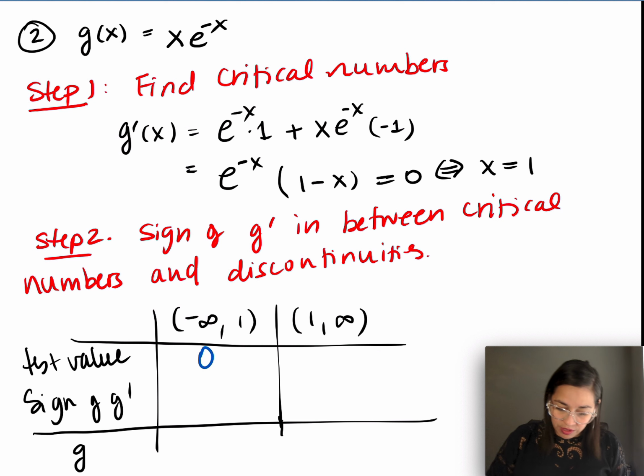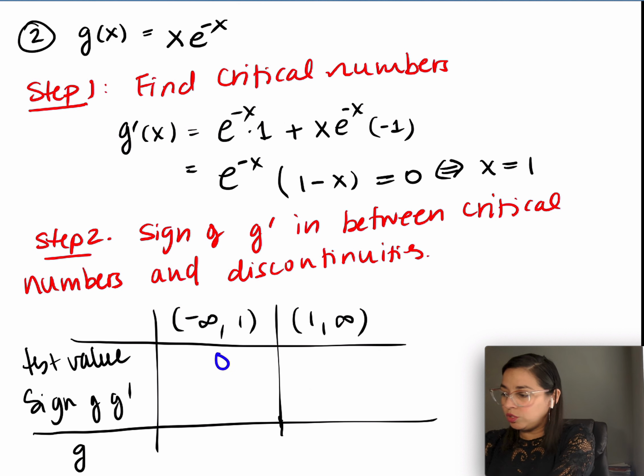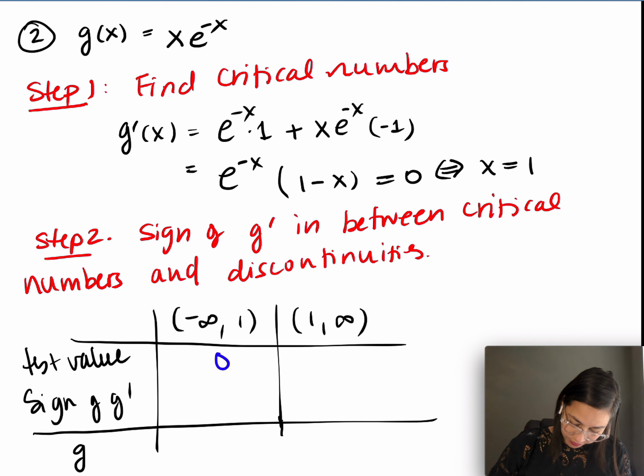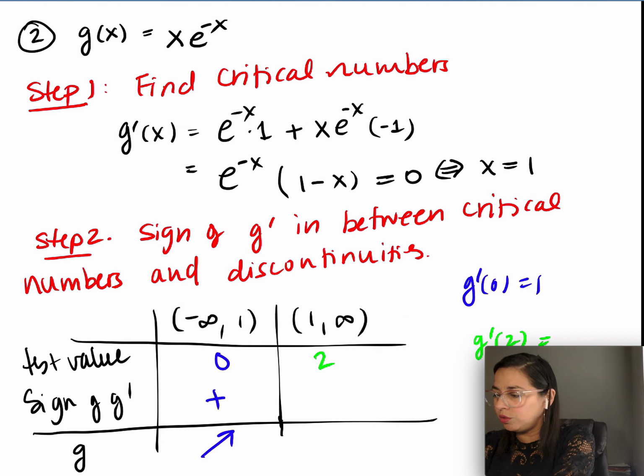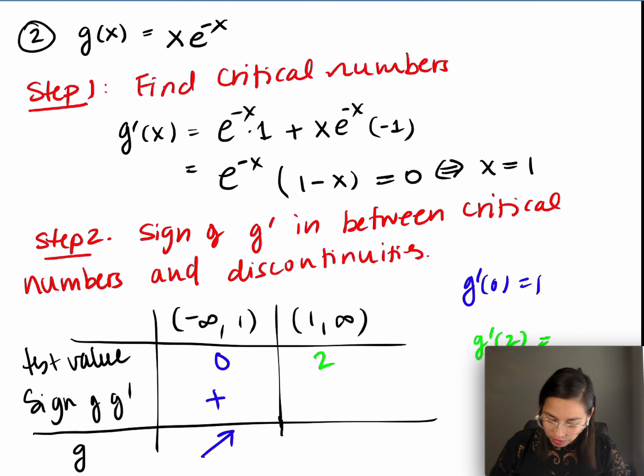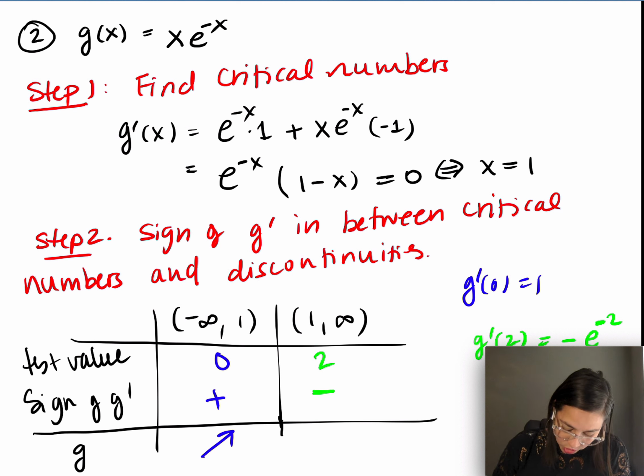So if I do g prime of 0, I get 1. So g prime of 0 is equal to 1, which is positive. Since it is positive, that tells me that my function g increases from negative infinity to 1. Now, we take a number in between 1 and infinity. Let's take 2. We do g prime of 2, and we get that g prime of 2 is equal to negative e to the negative 2. So it's negative, so it decreases.